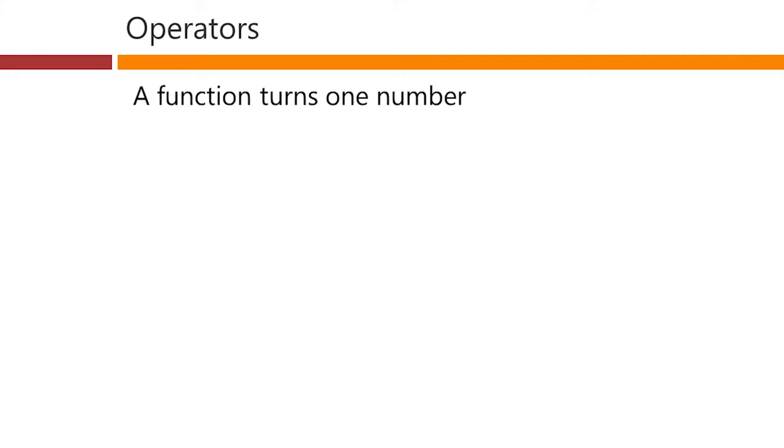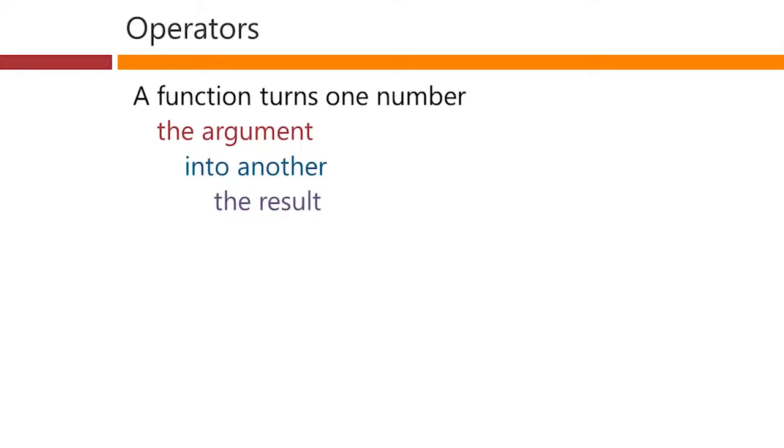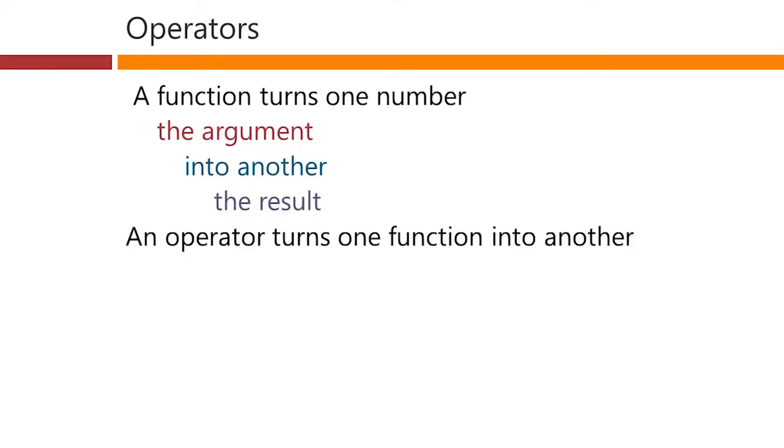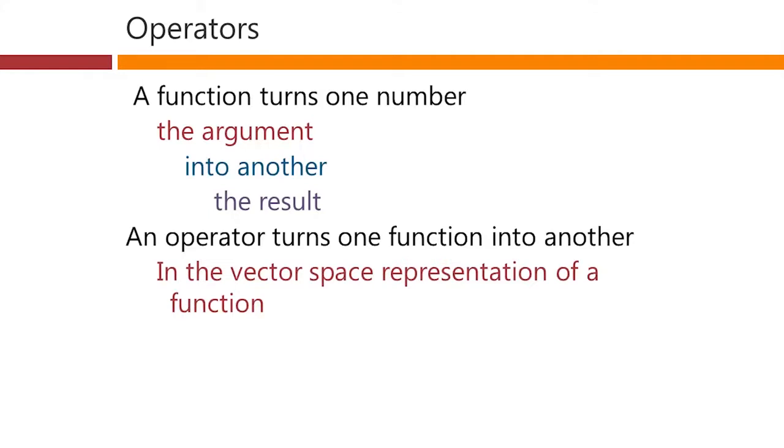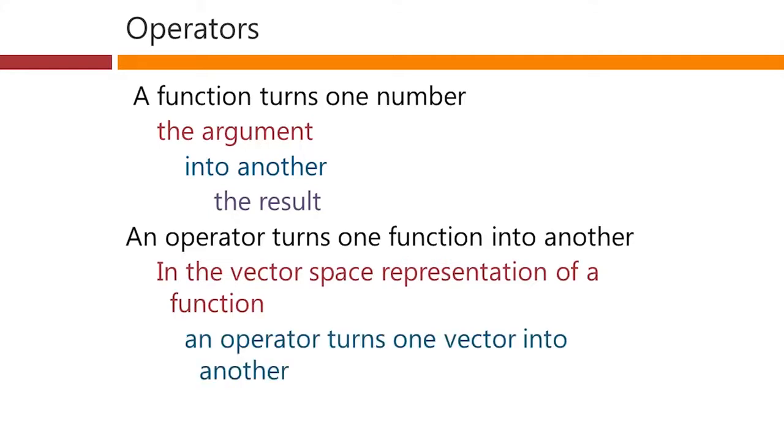A function turns one number, the argument, into another number, the result. An operator turns one function into another function. In the vector space representation of a function, an operator turns one vector into another vector.